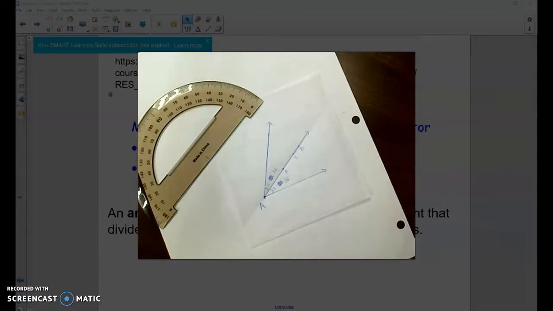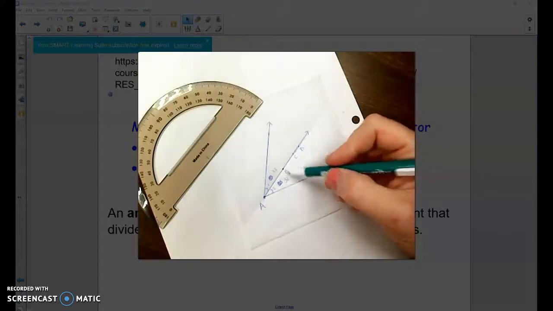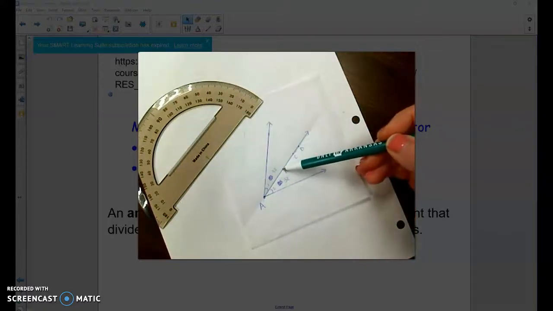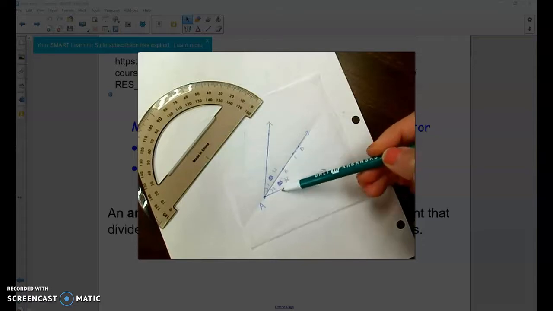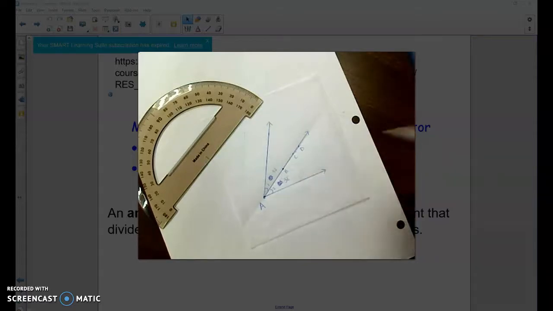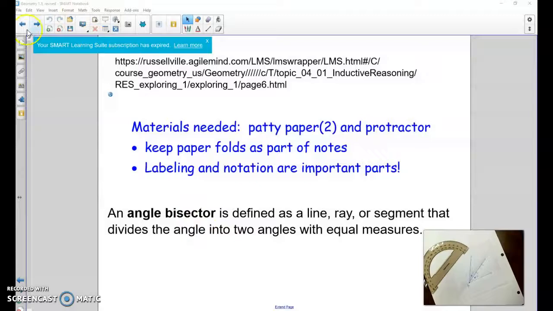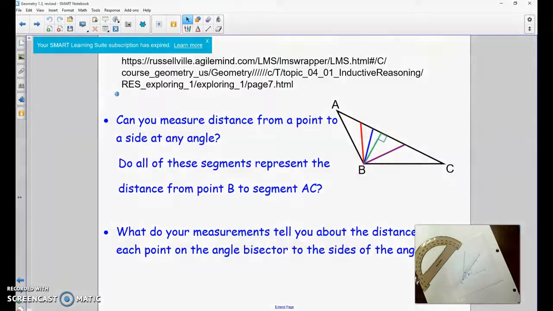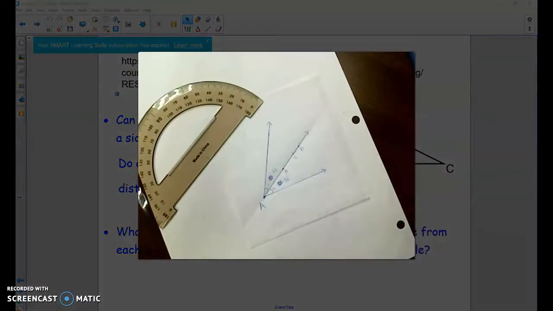Now we're going to look at their distances from the sides of the angles. Now watch and listen very carefully here. To see how far B is from this side of the angle, I don't just draw any line I want to here. And we can see this in this drawing here. If I'm trying to see how far B is from segment AC, I can't use any of these lines. I have to use this green one. I have to use the one that makes the perpendicular relationship to that side. So that's what we're going to do with ours, is create some perpendicular relationships.